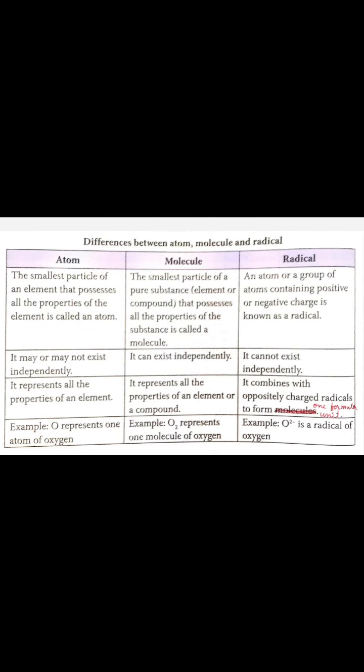Here is the difference between atom, molecule and radical. An atom is the smallest particle of an element that possesses all the properties of that element. A molecule is the smallest particle of a pure substance, which may be an element or a compound, that possesses all the properties of the substance. If O2 is there, it is a molecule of an element. If CO2 is there, it is a molecule of a compound. And a radical is an atom or a group of atoms containing a positive or negative charge.